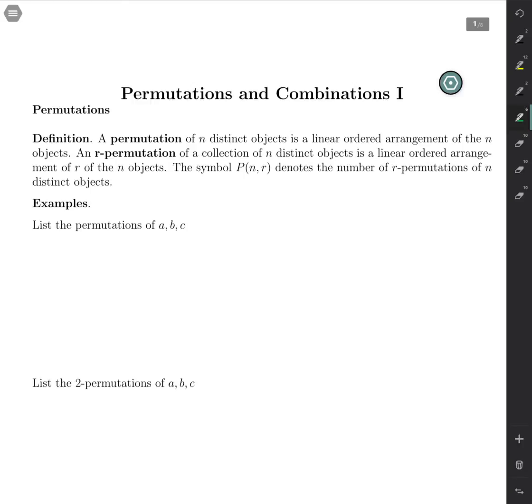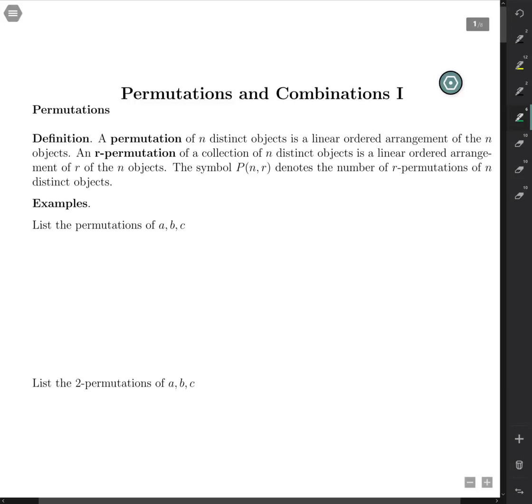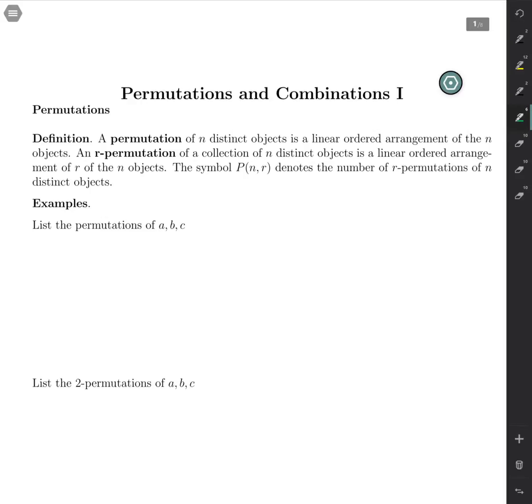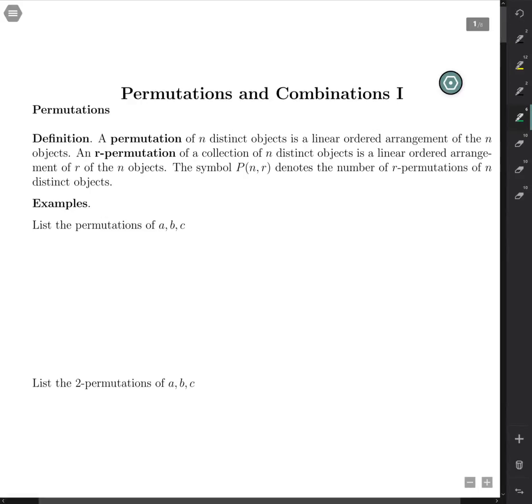We're going to now turn to permutations and combinations, which are certain groupings of objects. Permutations. Permute means to reorder, so it really is caught up with the idea of order. A permutation of n distinct objects is a linear ordered arrangement of the n objects. Sounds like a string in some ways. So it's just some ordered arrangement of the specific n objects.